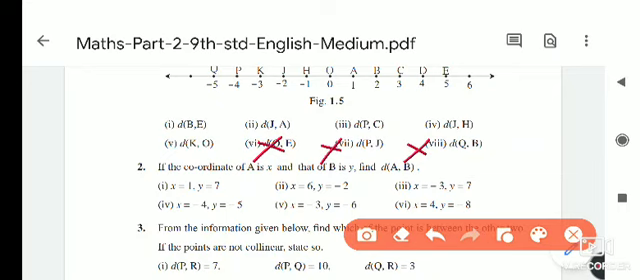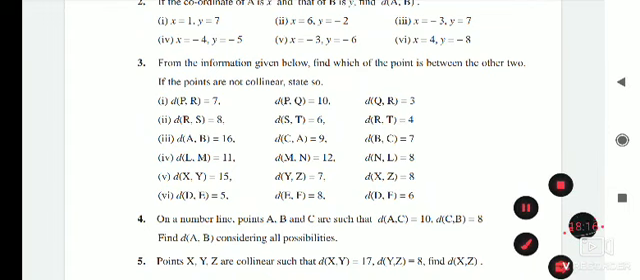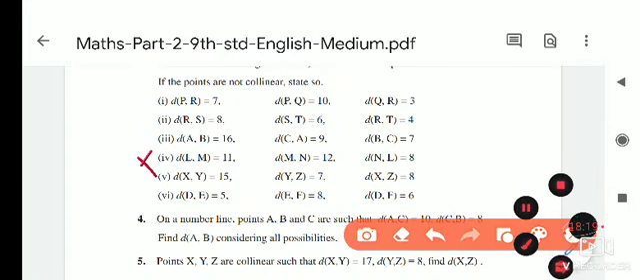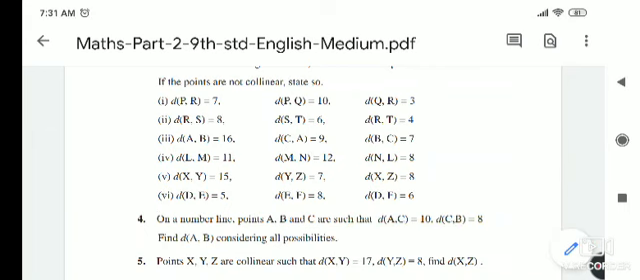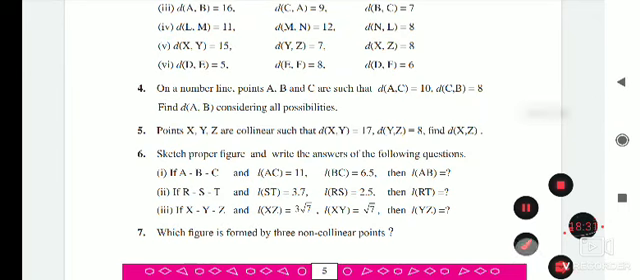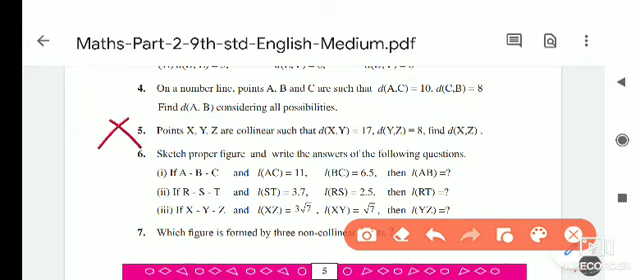Next on the same page, question number 2, 5th and 6th. So these 2 questions are cancelled. Then on the same page, inside question number 3, tick all of you, the 4th, 5th and 6th. These questions are cancelled from the syllabus. After that, question number 5 directly. This question number 5 is cancelled from the syllabus. This is from page number 5.